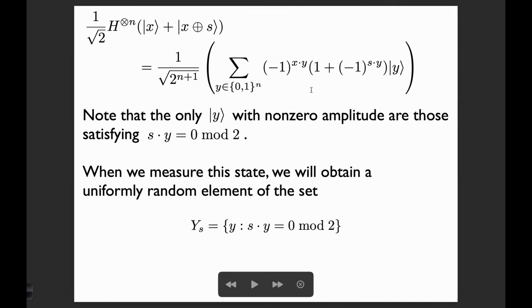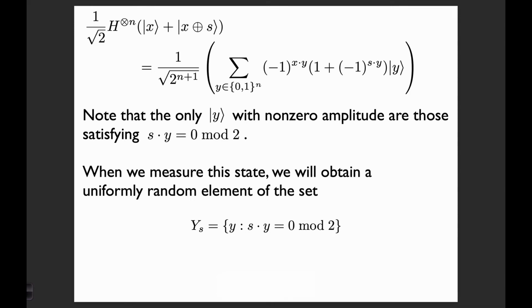Okay, good. So now let's think about this state for a second. My question becomes, for which y does this state have non-zero amplitude? Okay, so you notice that if s dot y is 1, then this is going to evaluate to -1, and it cancels with the +1 here. So I'm not going to get any amplitude on that y. That means that this state only has non-zero amplitude on those y for which s dot y is equal to 0 mod 2.